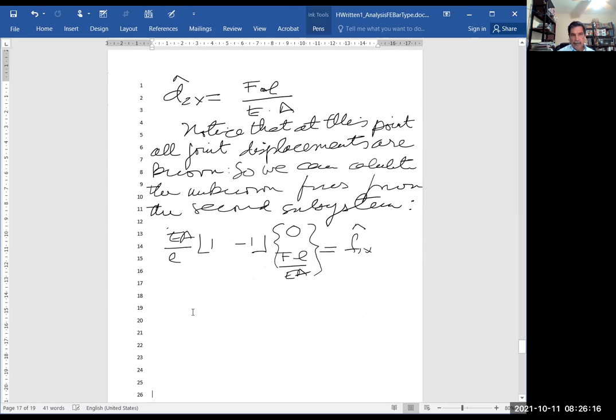So we make this product. So we say EA over L, we have this multiplied by that. So it's going to be minus FL over EA. And that has to be equal to F1X. We cancel, and we say that F1X is equal to minus F.